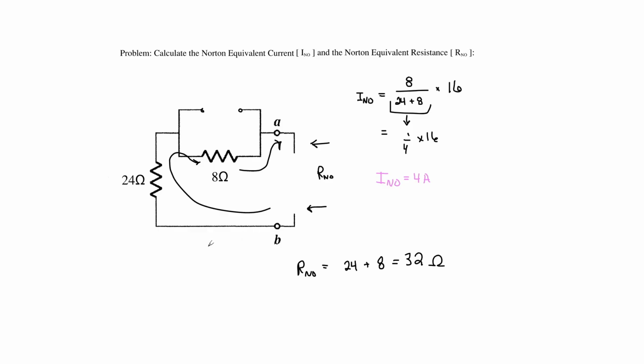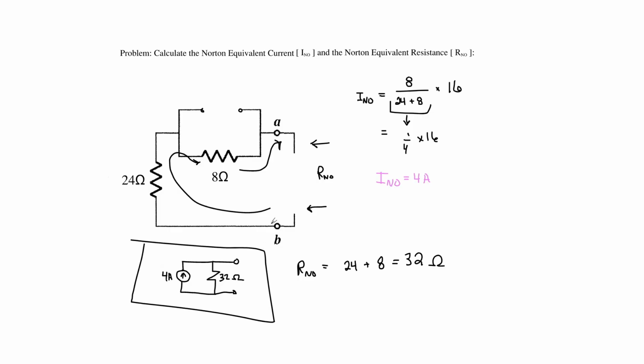Finally, we can write our equivalent circuit as follows. And this will be in parallel with a constant current source. Our current flowing through our source will be 4 amps, and the equivalent resistance will be 32 ohms. This here is our Norton equivalent circuit.